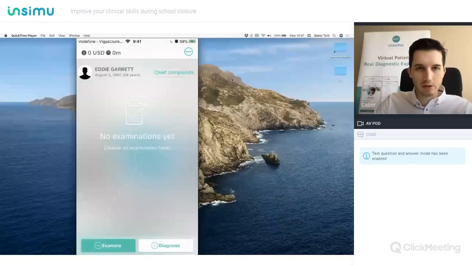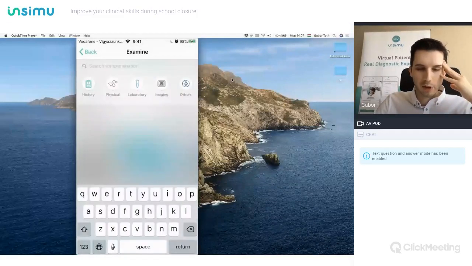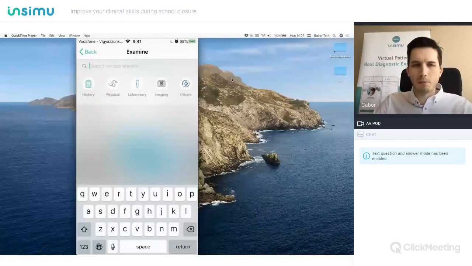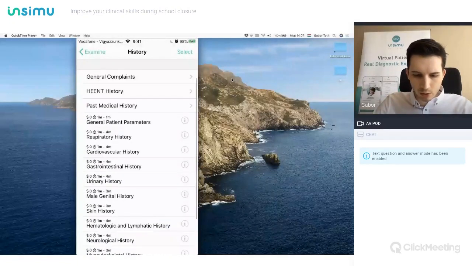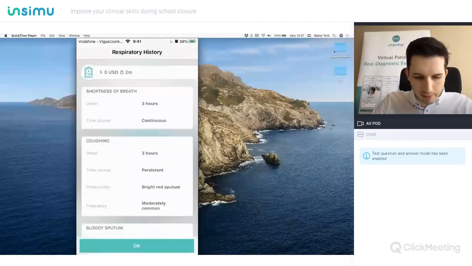Although I could ask for any diagnostic test that is available in the app, I would now follow a more reasonable order, and I would go for medical history. So we had a cough, so I would probably be very interested in respiratory history. Let's order that and see what we can learn from this patient.